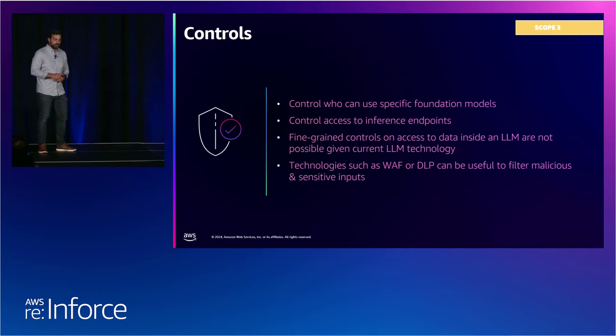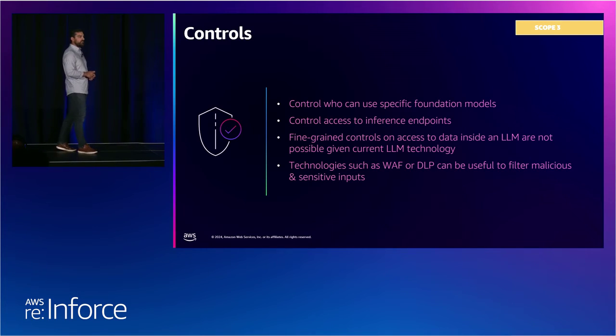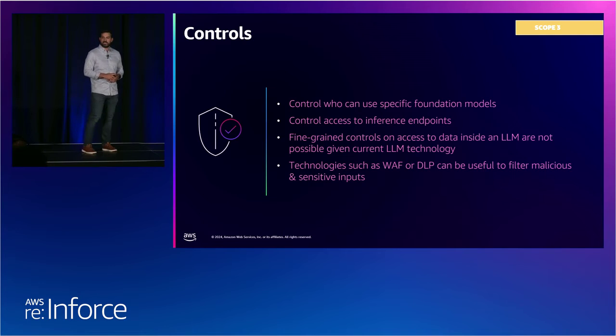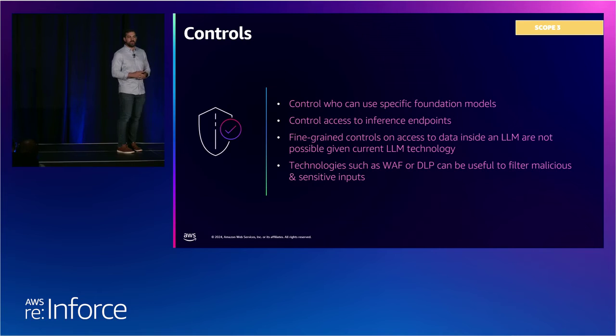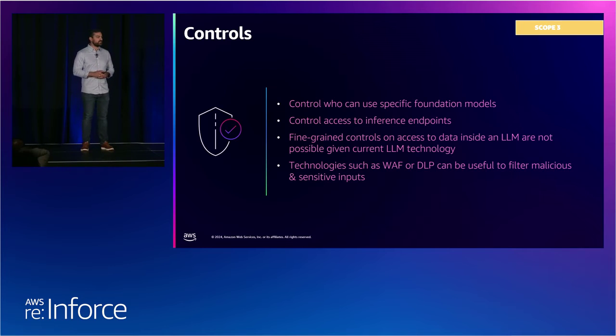In addition, you could put a web application firewall, data loss prevention appliance, or other technology in between the application itself and the prompt being sent to that model in order to filter or to reduce the type of requests that are going to that. So if you do want to eliminate some of the potential risks of sending data to that, you could.